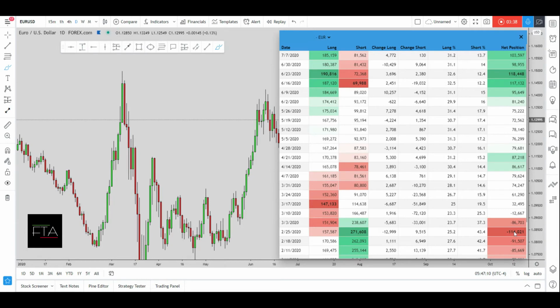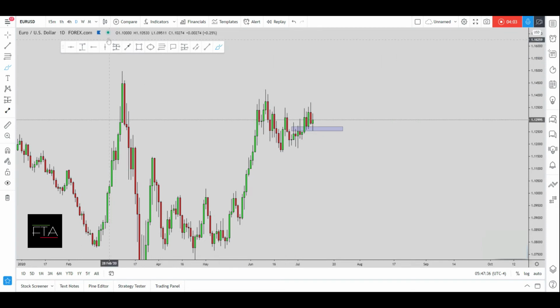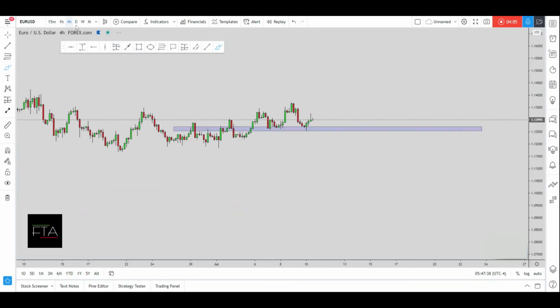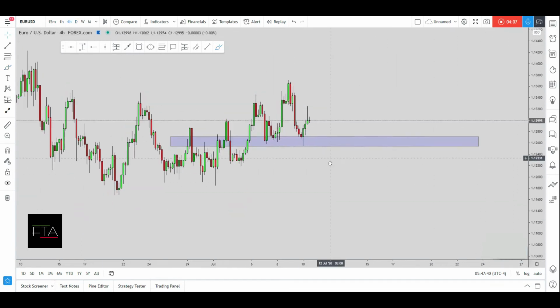So we went from having way more shorts than longs from an institutional perspective on Euro USD, with 271K shorts and 157K longs, all the way down to 72K shorts and 190K longs. And now with the last report, we can see that they added another 4.7K longs.